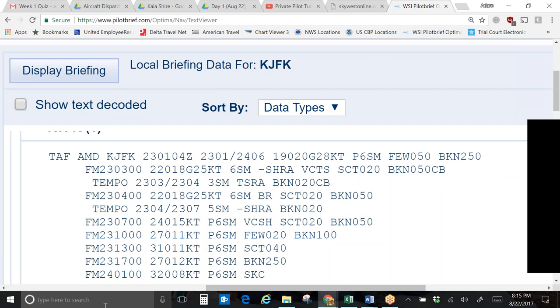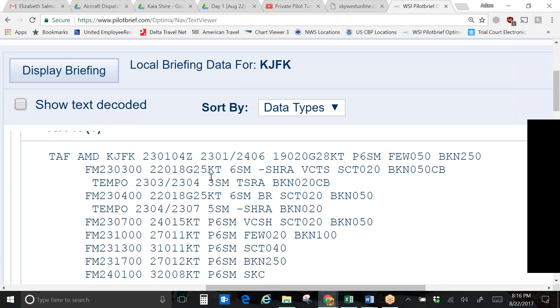So this one has a couple of different tempo remarks in it. Our first one here, obviously, is starting from 01. We get wind 190 at 20, gusting to 28, greater than 6 statute miles, few 5,000, broken 25,000. And we get a FM 23 at 0300: wind 220, 18, gusting to 25 knots, 6 statute miles, light rain showers, vicinity thunderstorms, scattered 2,000, broken 5,000, cumulonimbus.